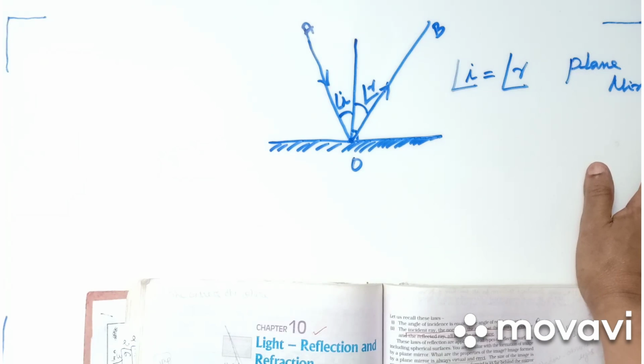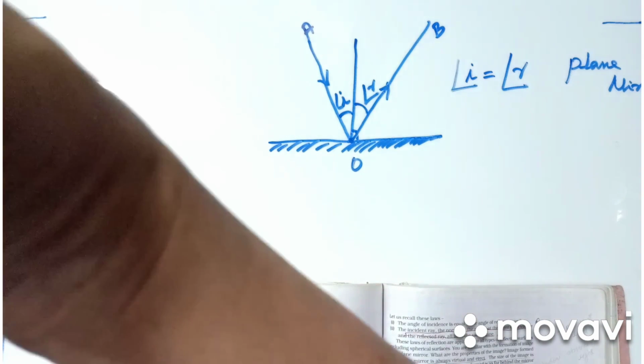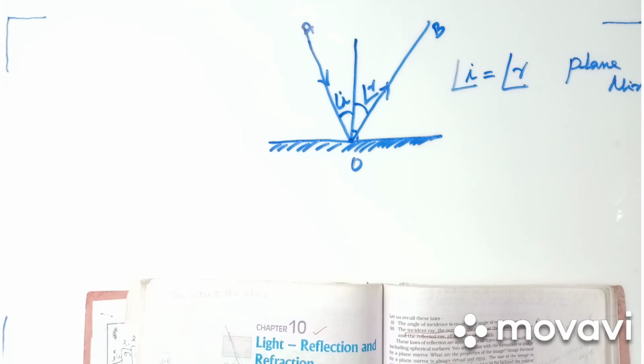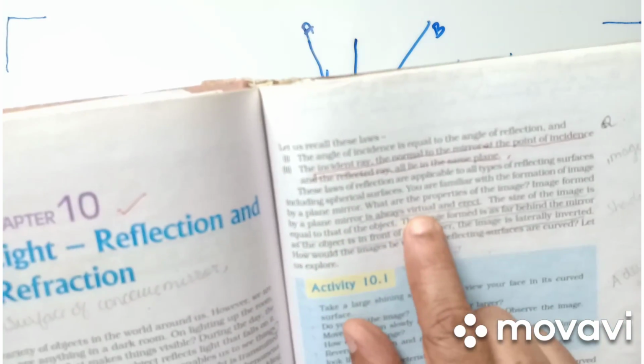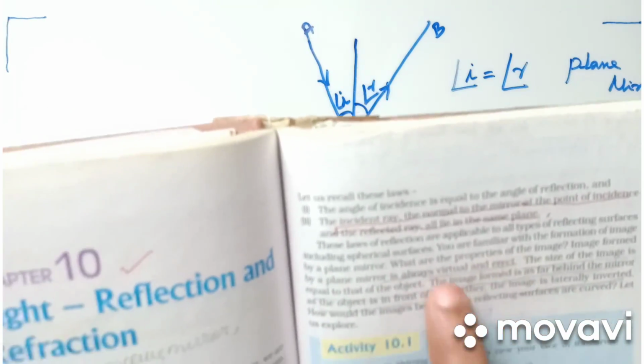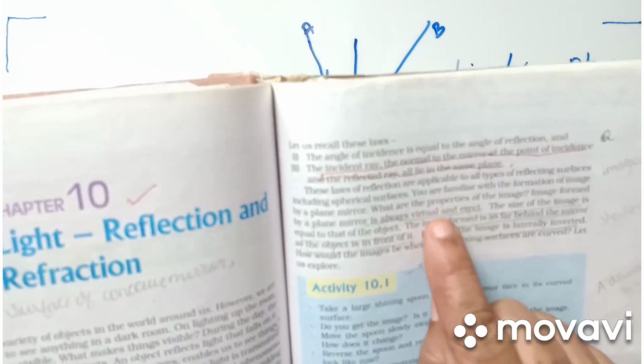When you look into a plane mirror, you see your image in the mirror. So what are the properties of the image? The image formed by a plane mirror is always virtual and erect. What is virtual? It cannot be caught on a screen. We will learn in mirrors and lenses that all virtual images are erect images. So it is always virtual and erect.